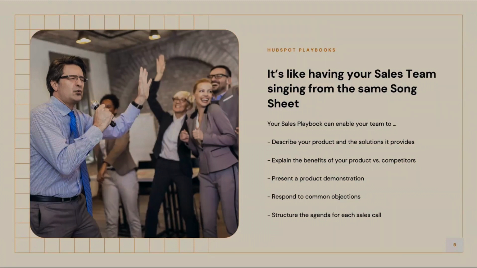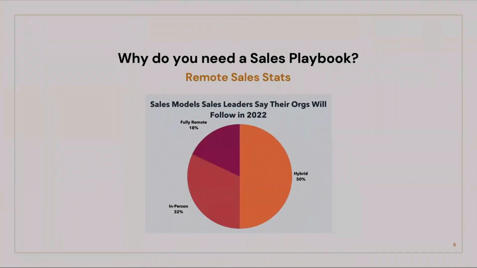You can present a product demonstration in a uniform way, just by following the playbook, respond to common objections and structure the agenda for each of your sales calls, which is always important. We often follow a set process here at Sorted Stone, whether it's an intro call, exploratory call, or an advisory call, which is the way HubSpot kind of defines the sales process, thanks to the wonderful Dan Tyre. You can actually build that process into your playbook. Thanks, Dan Tyre. Thanks, Dan.